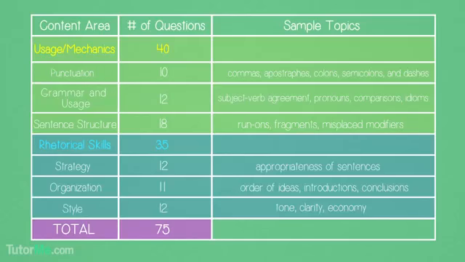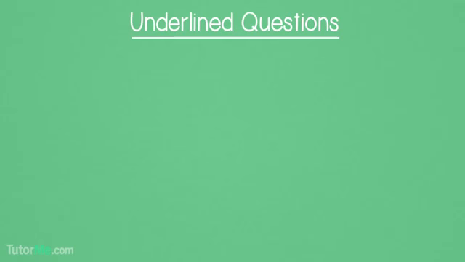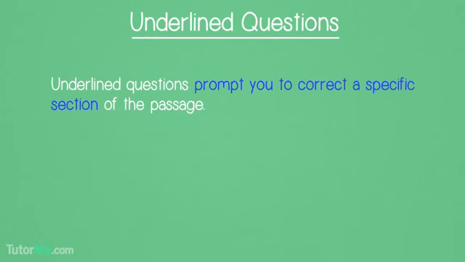You'll notice that we have a complete lesson on every one of these subcategories. So you can either take the English unit in order, or skip immediately to the subcategory that you think you'll have the most trouble with. Let's talk about the different types of questions you'll see on the English test. We'll start with the most common type, underlined questions. Underlined questions prompt you to correct a specific section of the passage.